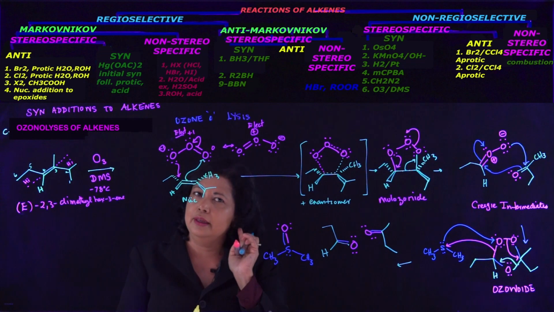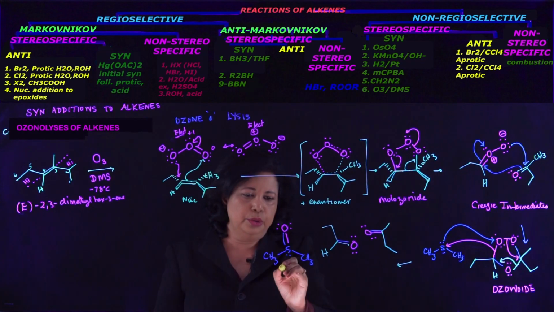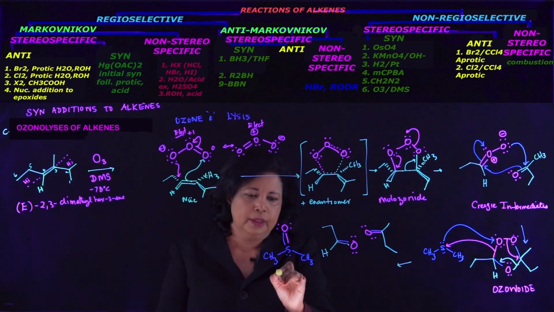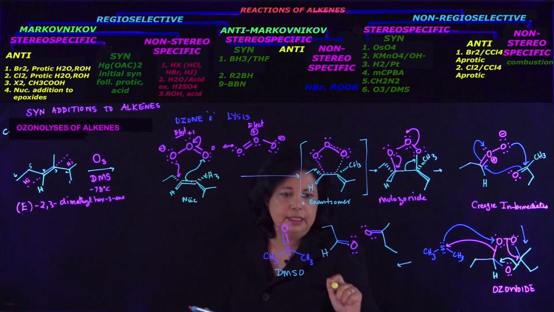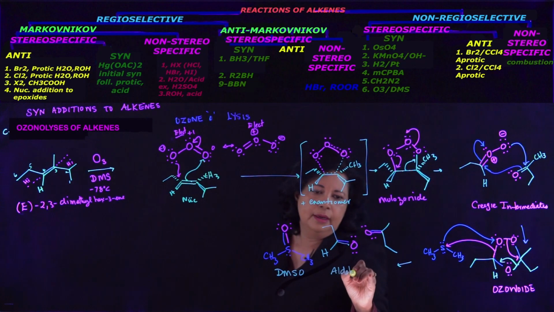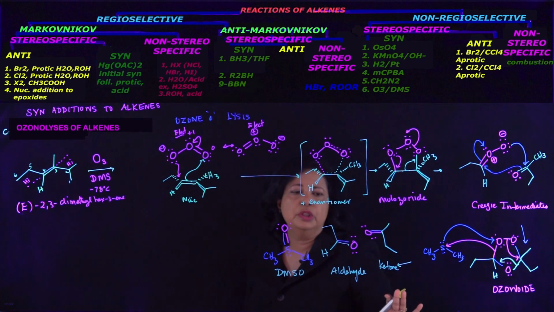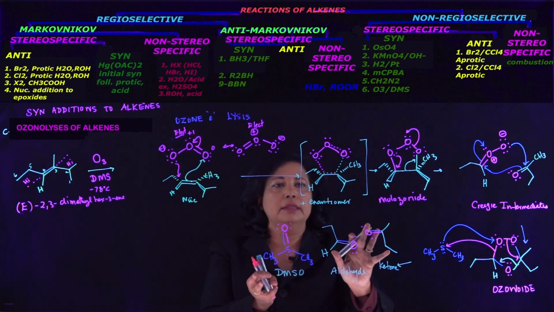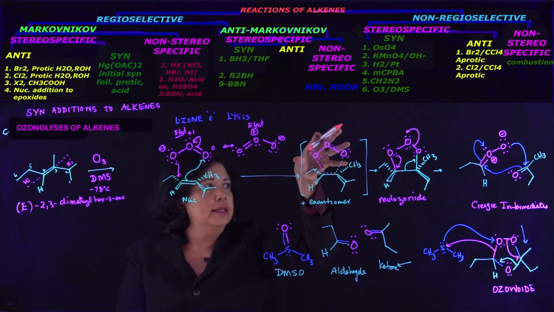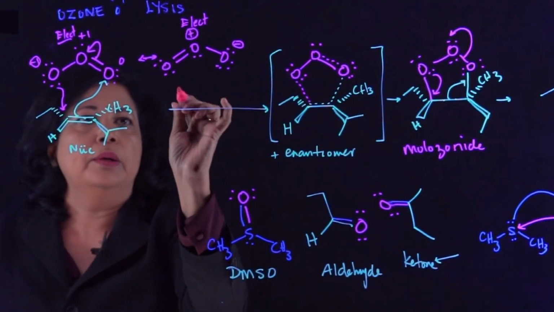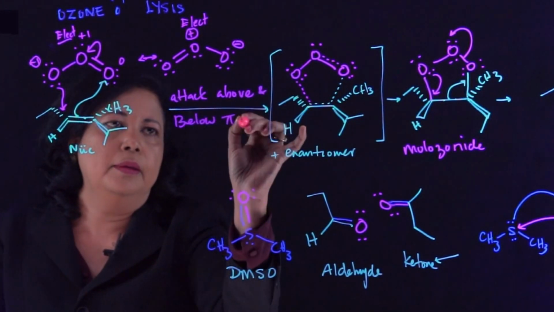This, I think you remember what it is, and I hope you do, is your DMSO, your SN2 solvent for aprotic backside attack. Remember that? Popped up again. So here's your DMSO, here's your aldehyde, and here's your ketone. Now, there's no stereospecificity shown in the products. The stereospecificity is here, where you only have attack on one side above, plus below. So I'll put attack above and below pi bonds.